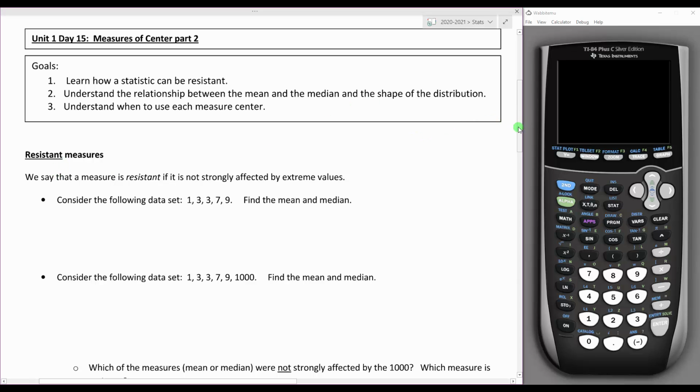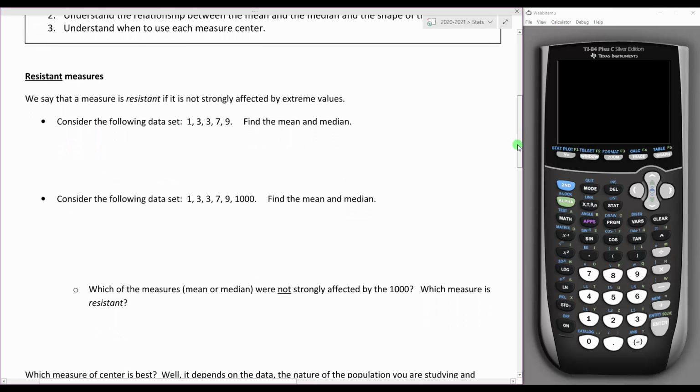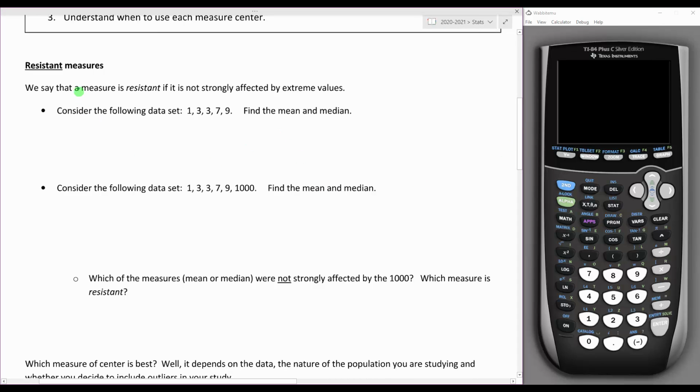Let's get into this idea of resistant measures. What does it mean for a measure to be resistant? We say that a measure is resistant if it is not strongly affected by extreme values. Just to demonstrate that, I've got a couple of data sets here, and you'll notice the difference between the two. I have a very small data set, 1, 3, 3, 7, and 9, and we're going to find the mean and the median.